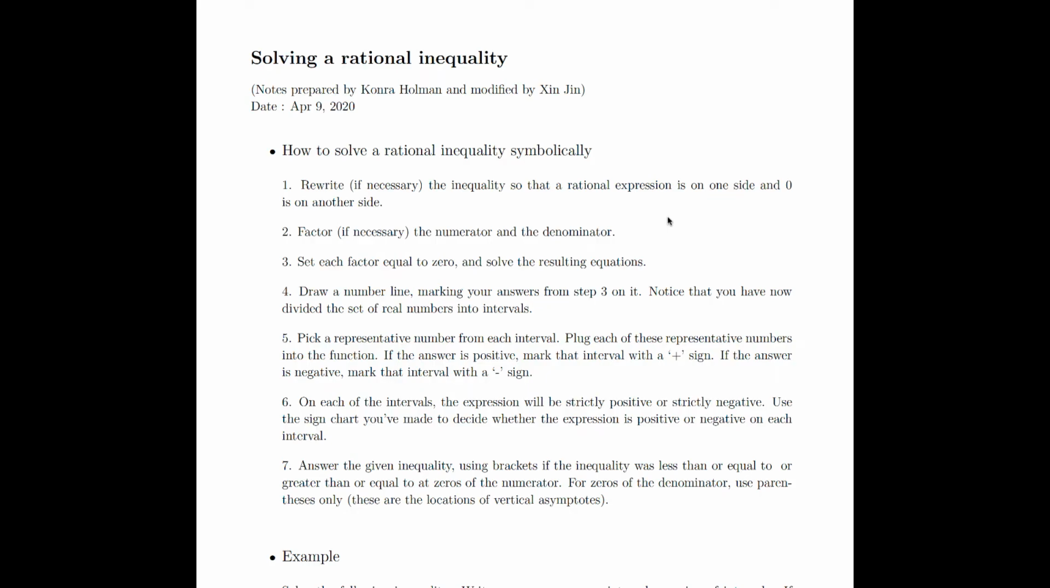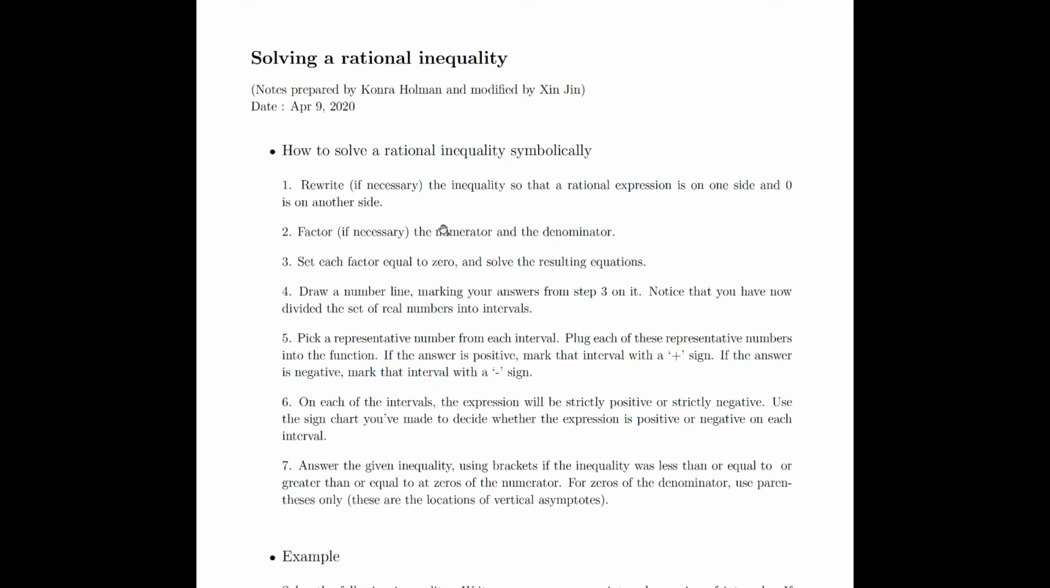Hi everybody, I wanted to go over this handout and fill in a few of the gaps that might be confusing you. So first of all, a rational function, remember, is one that looks like a fraction. So there's a polynomial on the top and a polynomial on the bottom. Inequality means you have a greater than or a less than sign. Okay, so here's a few general steps that you can go through.